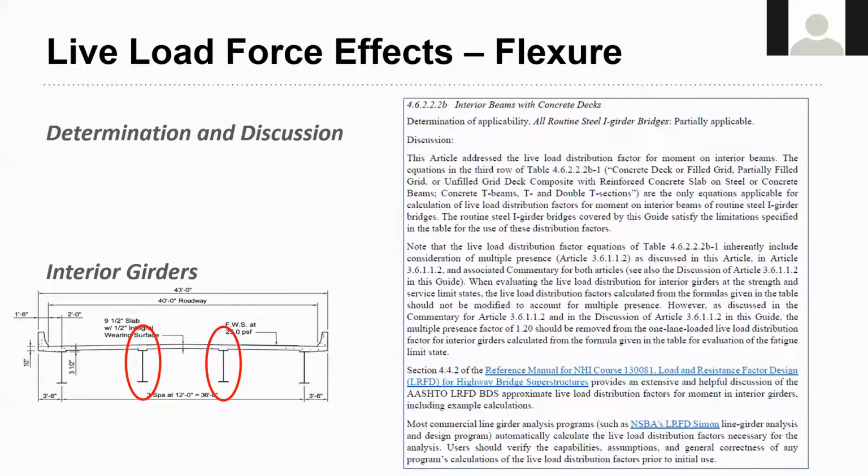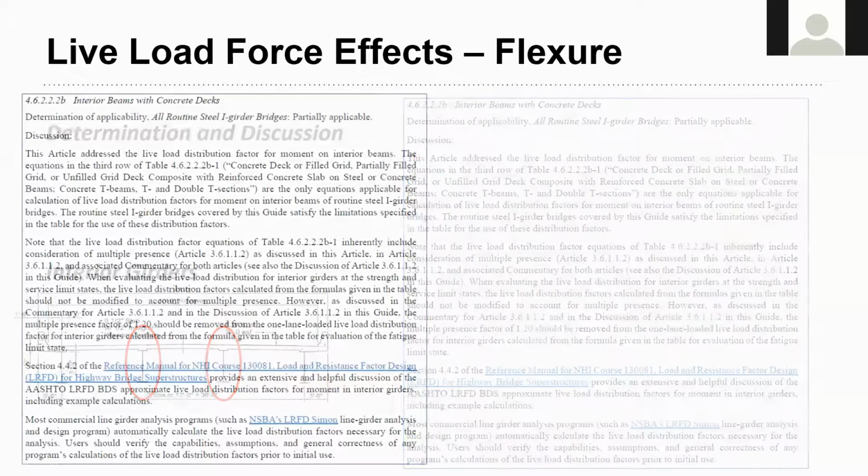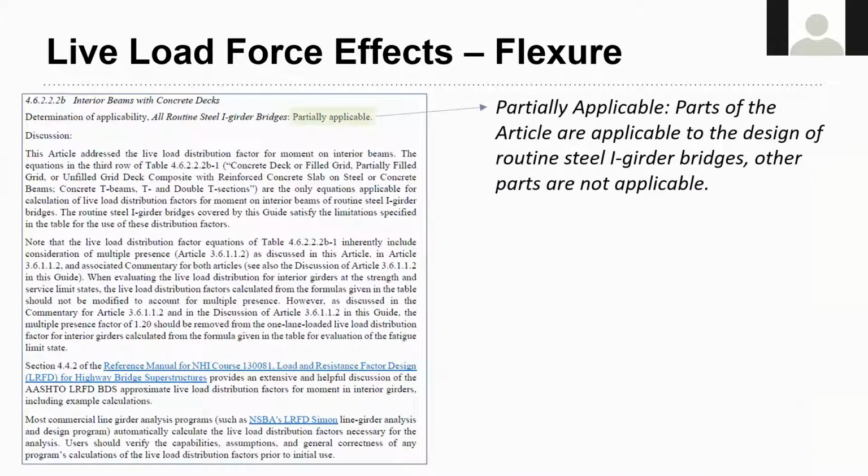Now, this is what's in the guide. This provides background and discussion, and whether or not that section is applicable to my particular bridge. Let's take a closer look. You'll see right at the top it says partially applicable. What that means is parts of the article are applicable to the design of routine steel I-girder bridges, and other parts are not. If you're familiar with this section, it discusses the live load distribution factors for all types of bridges. So obviously it's only going to be partially applicable because we're designing a steel girder bridge.